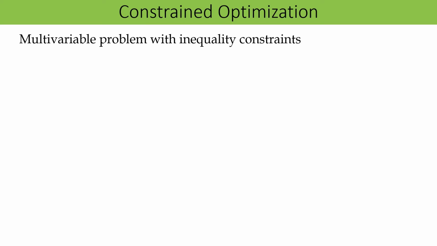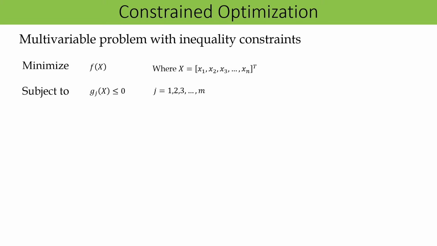As you know, a multivariable problem with inequality constraints can be written like this. Here we are considering a minimization problem, the minimization of f(x). It's an n variable problem, so we have x1, x2 up to xn, subject to the constraint z_j(x) less than or equal to 0. We are only considering the inequality constraint here, not the equality constraint. There are m constraints, so j varies from 1 to m.